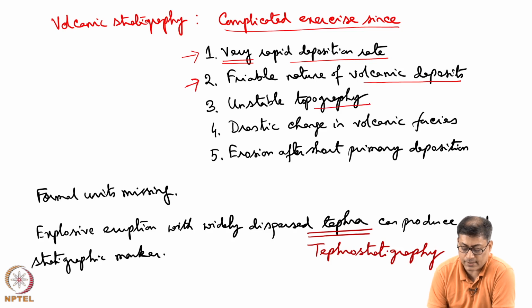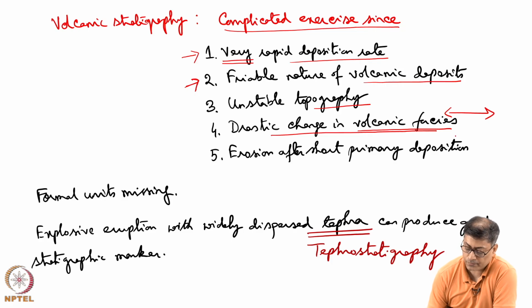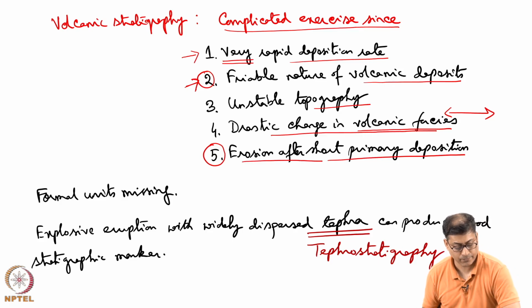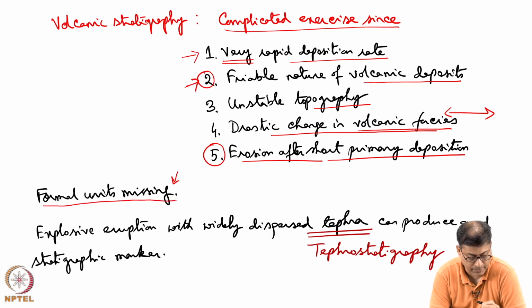The topography is unstable. There is drastic change in volcanic facies as one moves horizontally. A drastic change in facies is a problem also in the case of glacial stratigraphy. As I referred in point 2, point 5 says nearly the same thing, that erosion after short primary deposition is common, and in that case we do not get the complete record of volcanic rocks. The formal units are missing. Nevertheless, I will present how we work with the volcanic stratigraphy.